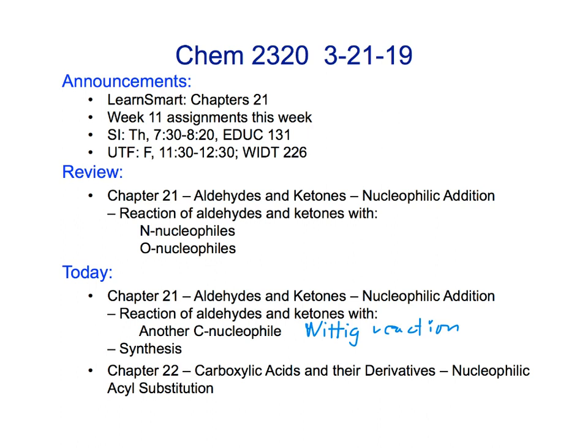So we're going to learn the Wittig reaction, then we're going to do a few synthesis examples, trying to mix all this up together. And if we have time, we're going to start into Chapter 22. Chapter 22 looks at carboxylic acids and their derivatives. And again, we're going to look at mostly weaker nucleophiles, and they are going to do predominantly nucleophilic acyl substitution reactions. We've seen these reactions already with strong nucleophiles, but now we're going to do them with weaker nucleophiles.